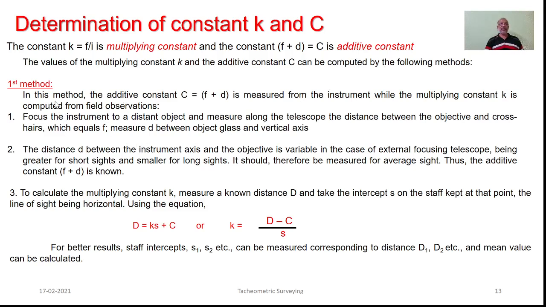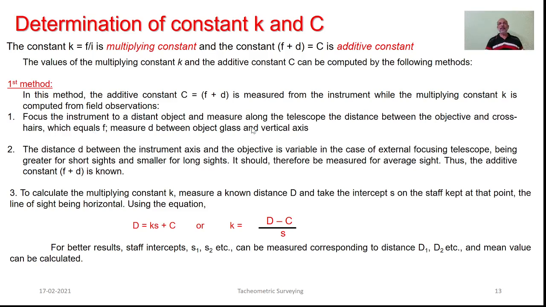So, in the first method, the additive constant C, that is f plus d, is measured from the instrument, while the multiplying constant K is computed based on the field observations. So, in order to determine this, let's focus the equipment on some known distance, say some distant object, and let's take the measurement along the telescope to get the distance between the objective and crosshairs. This value is nothing but the focal length of the objective.